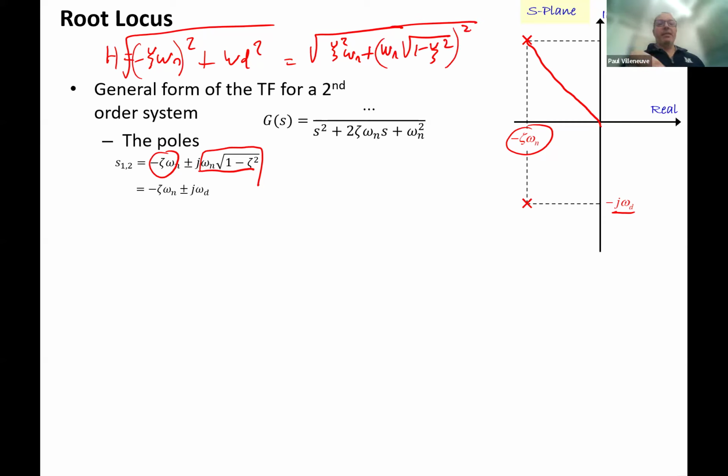When I substitute in, this is equal to the square root of zeta, oops, I forgot the squared term squared, omega sub n squared, plus omega sub n squared. What happens when you square the square root of something? It goes away, yeah. So you just have 1 minus zeta squared, right? And hopefully what you see is all I'm left with is a square root of omega sub n squared, which is omega sub n. So this here is omega sub n.